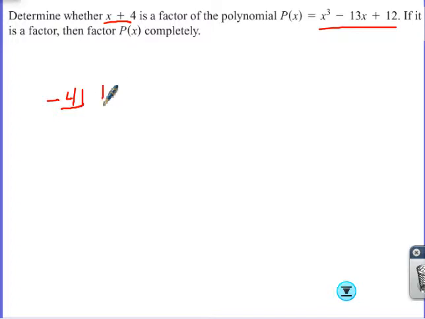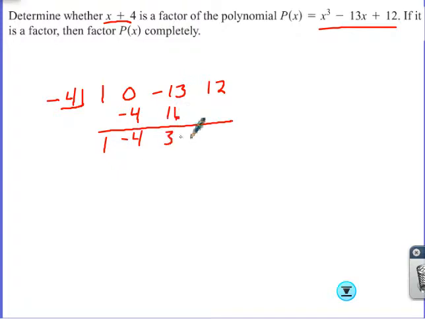Is x plus 4 a factor of 1x to the third plus 0x squared minus 13x plus 12? Bring it down, multiply, add. Multiply, add, multiply, add. And we see, yes, that is a factor. Anytime you get a remainder of 0, that means that x plus 4 was definitely a factor of this. But here's the important part.